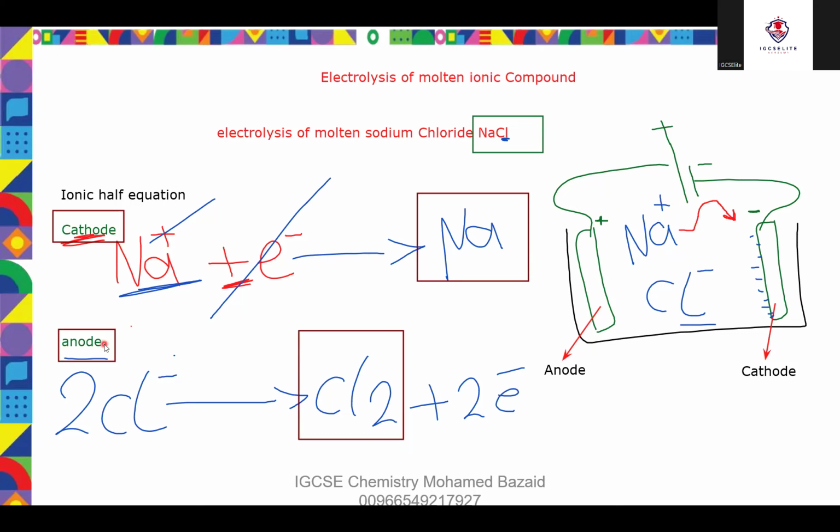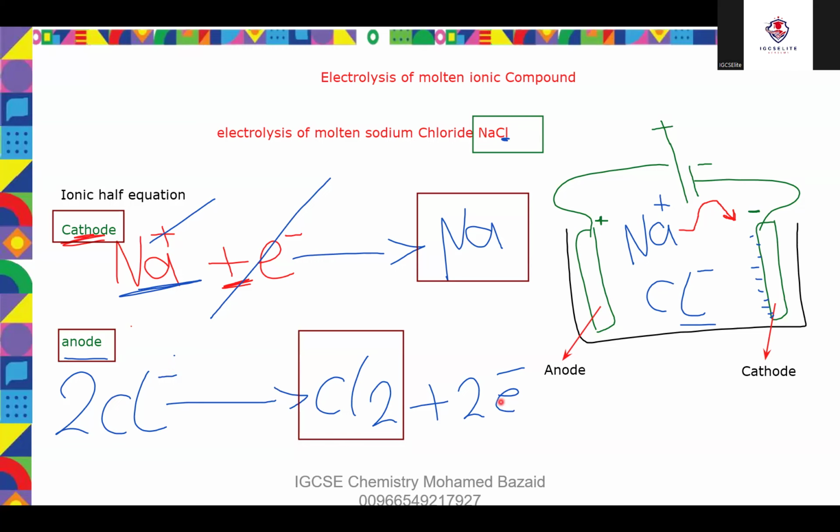So again, the anode is positive, so it will attract chloride ions. Always with chloride, write 2 to balance the equation. 2Cl minus will give me Cl2 plus 2 electrons.